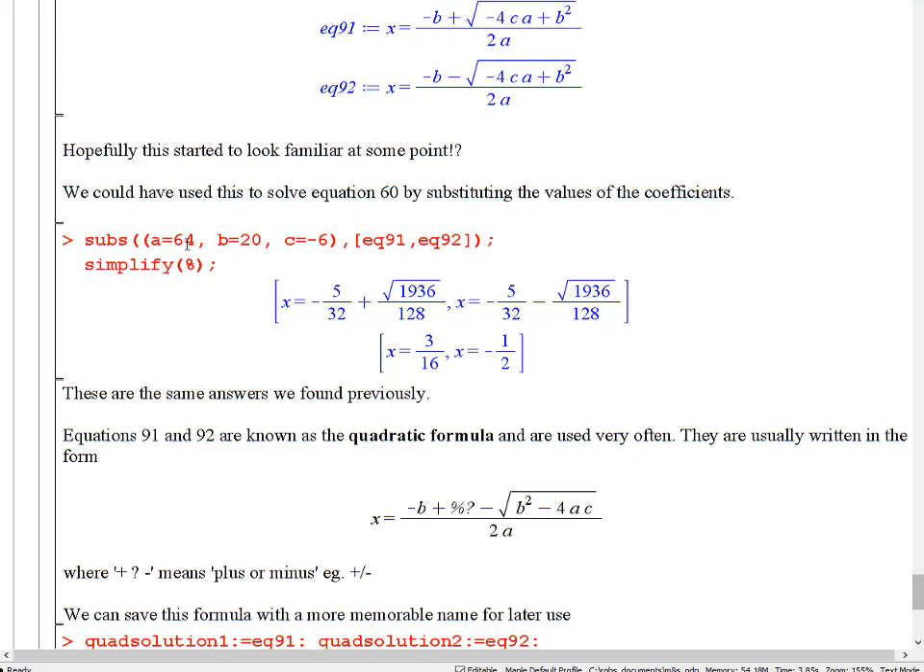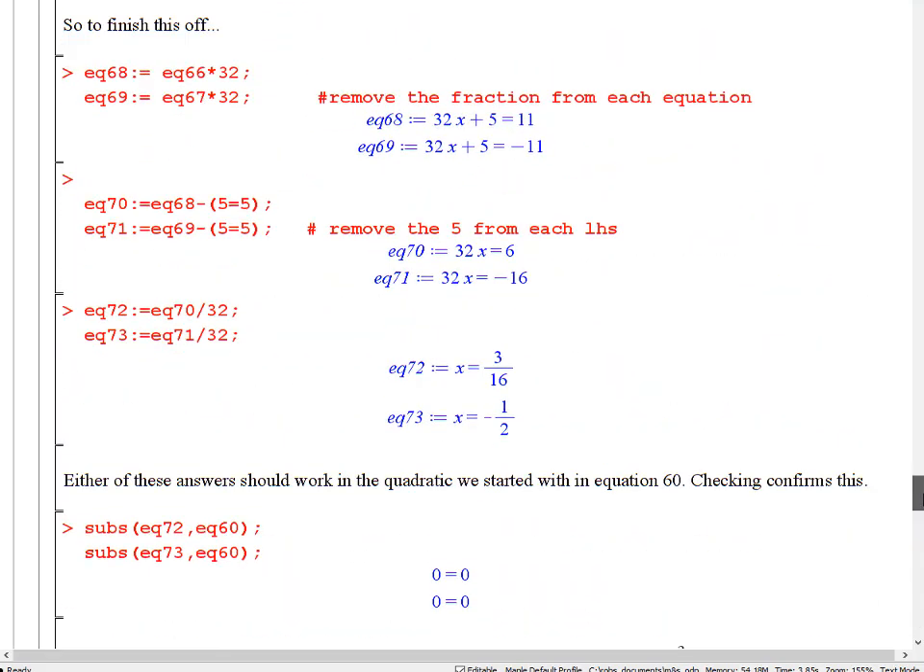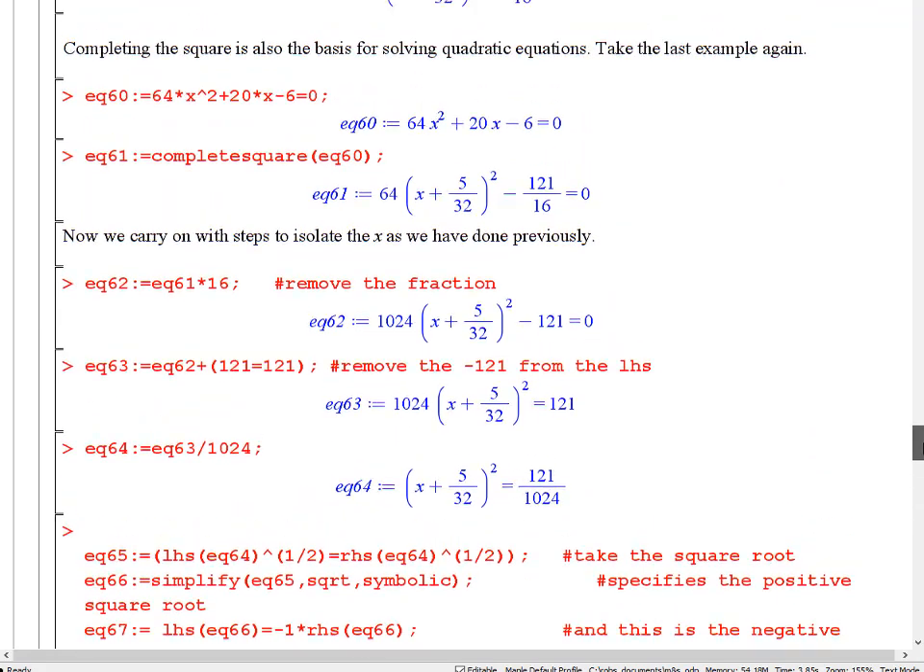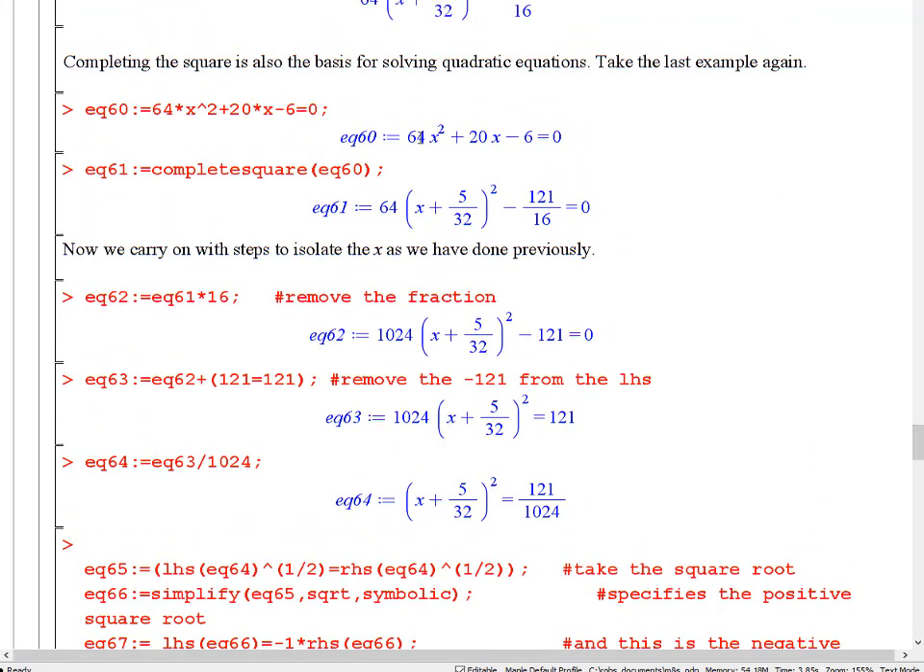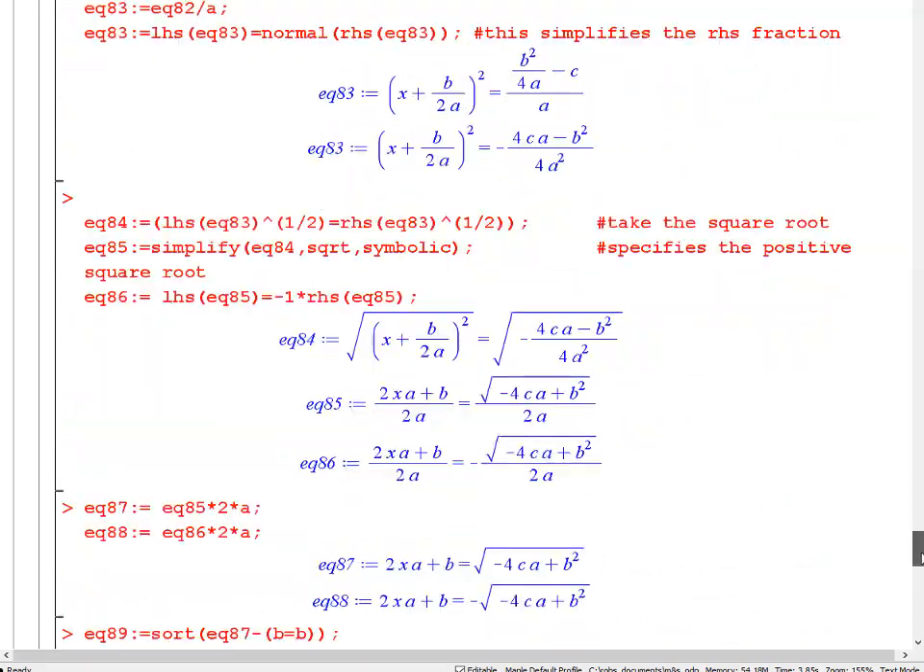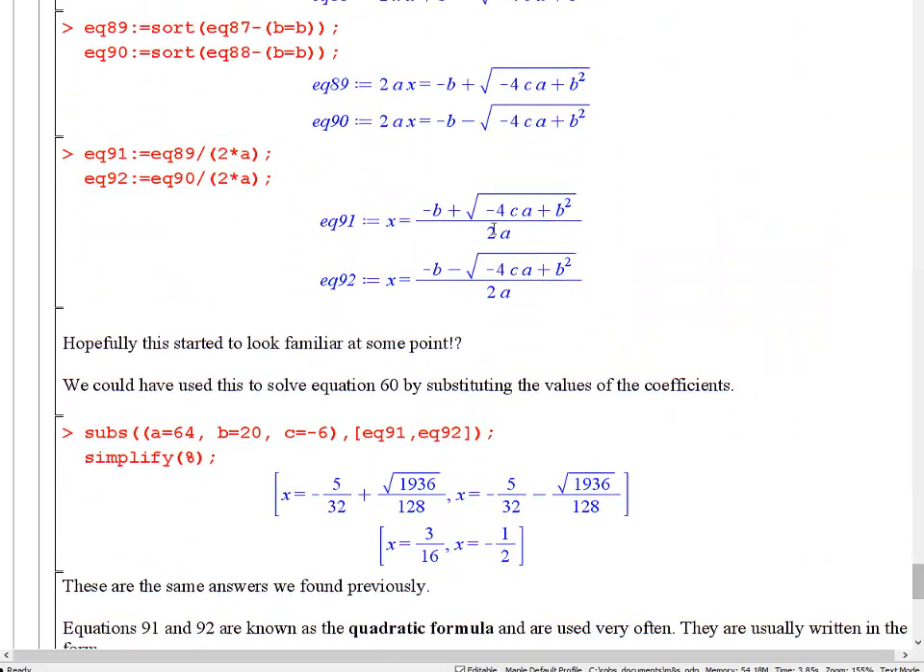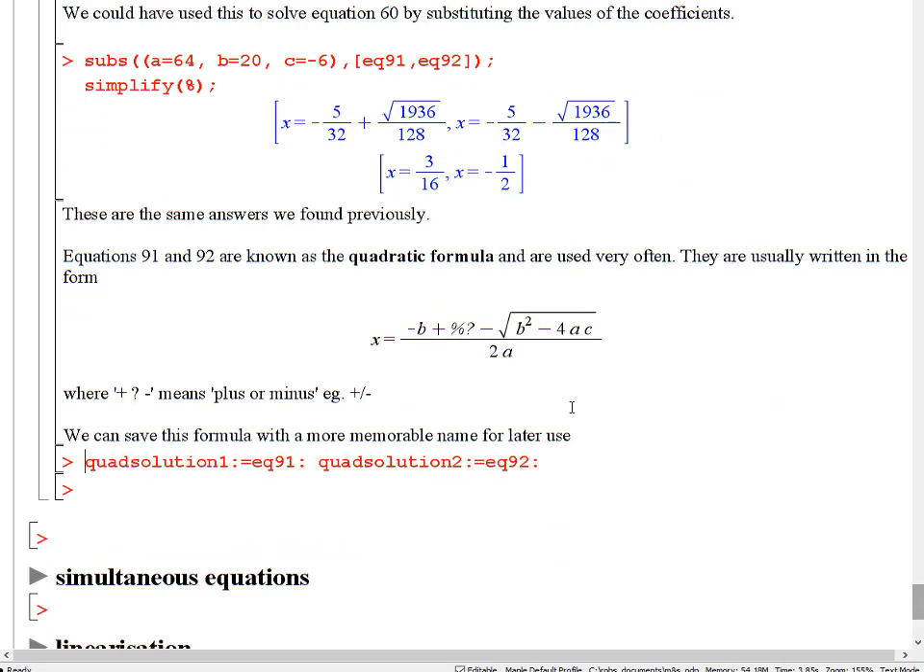So where a is 64, b is 20, and c is minus 6. So a, b, and c are these numbers. So in this example, a is 64, b is 20, and c is minus 6. If you substitute that into this formula, you'll get the two answers we found before. I saved that for later use.